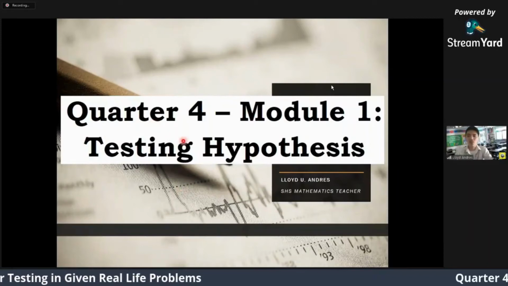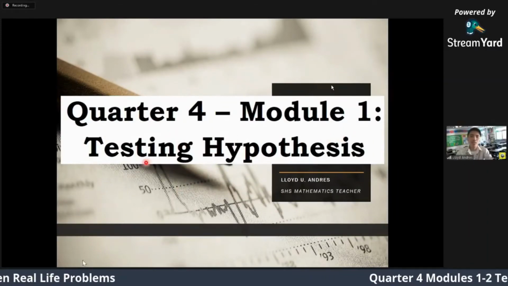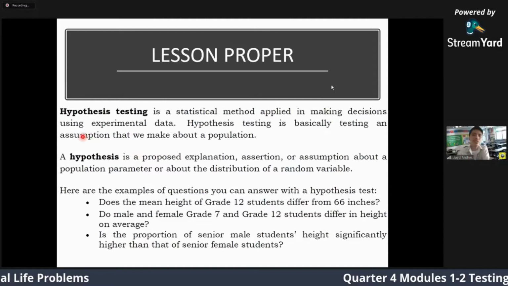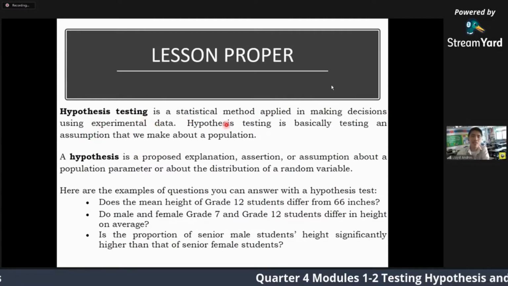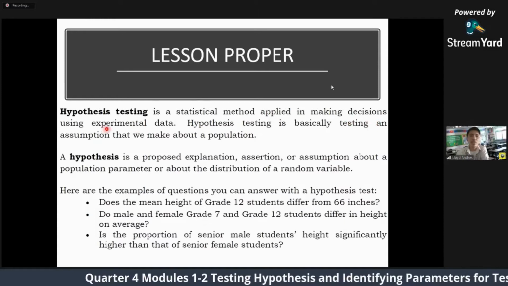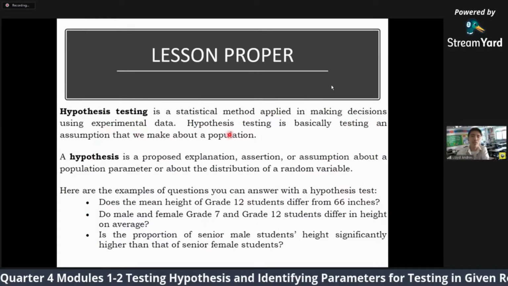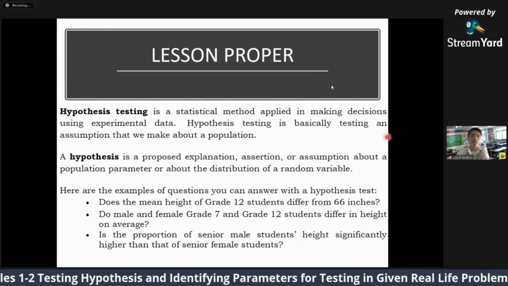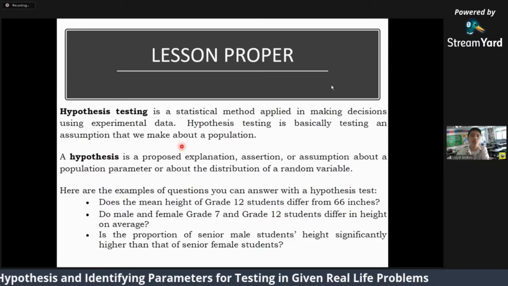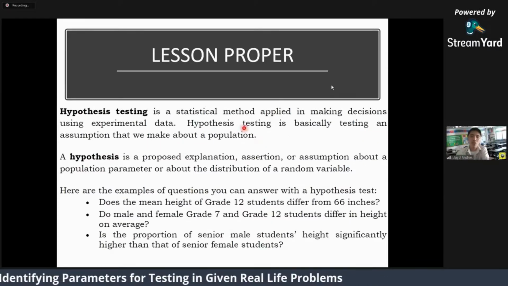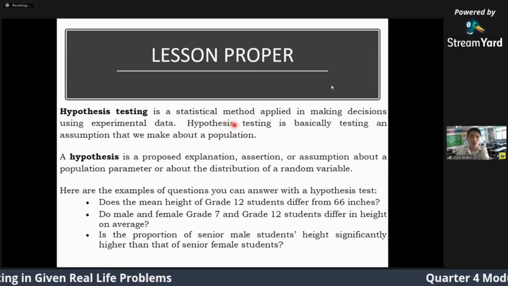Quarter 4, Module 1, Testing Hypothesis. Hypothesis testing is a statistical method applied in making decisions using experimental data. Hypothesis testing is basically testing an assumption that we make out of a population. So, hypothesis testing is, again, a statistical method.